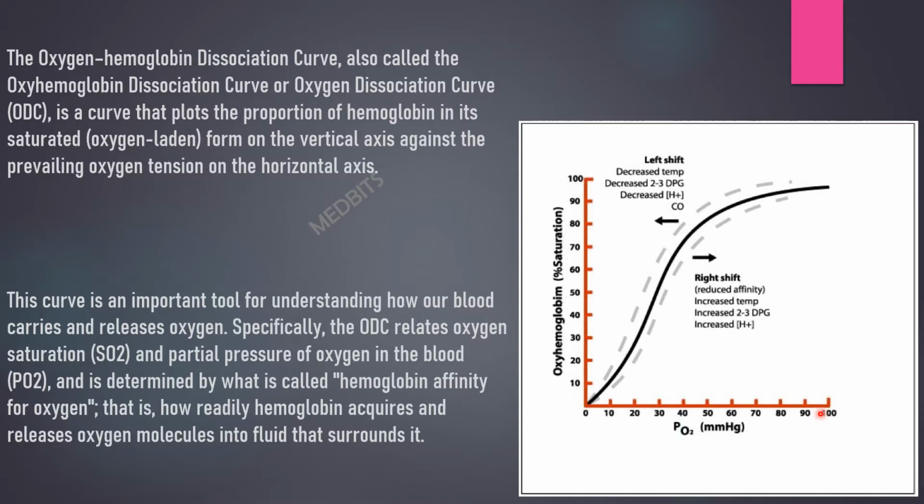Specifically, the ODC relates oxygen saturation, SO2, and partial pressure of oxygen in the blood, which is known as PO2, and is determined by what is called hemoglobin affinity for oxygen. That is the most important point you need to write when you are writing about the ODC curve. Hemoglobin affinity for oxygen is how readily hemoglobin acquires and releases oxygen molecules into the fluid that surrounds it.